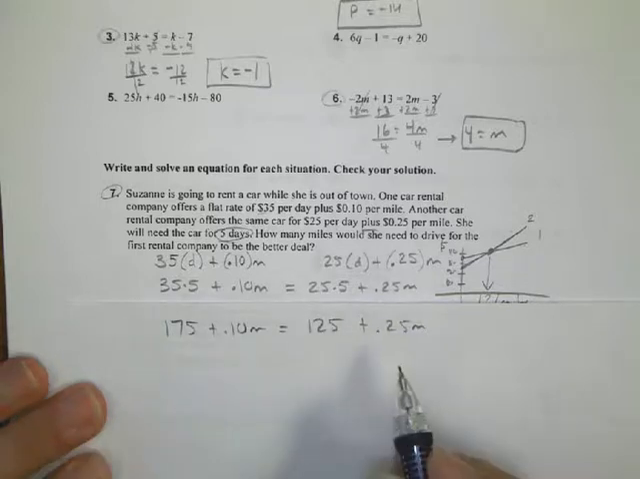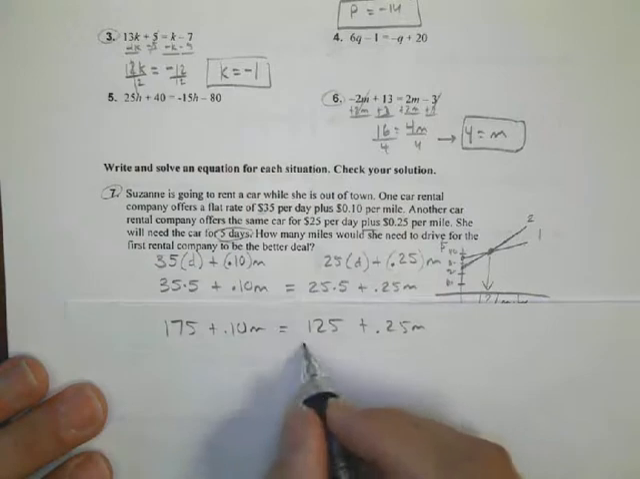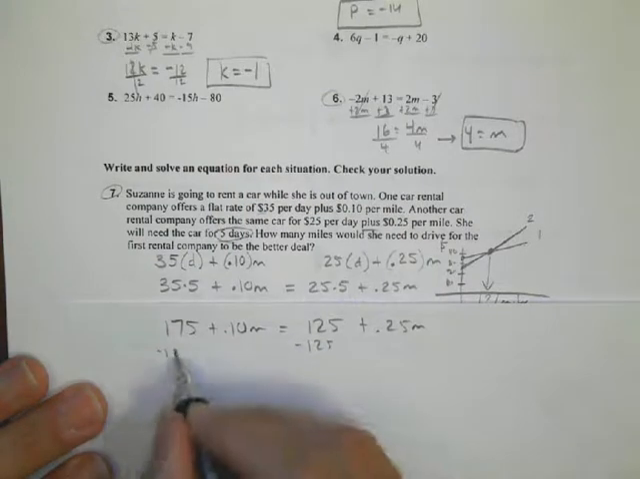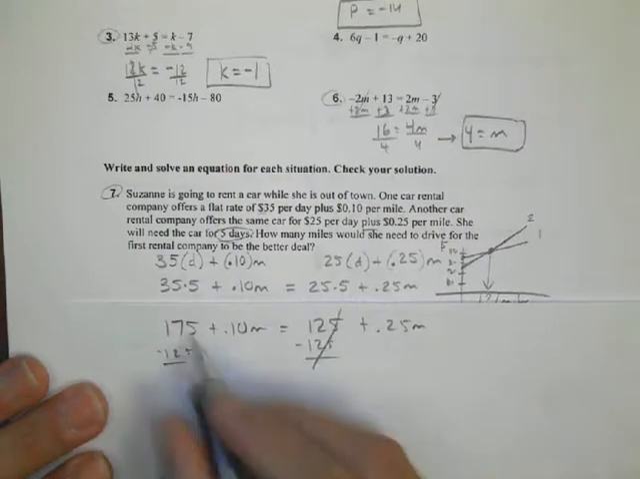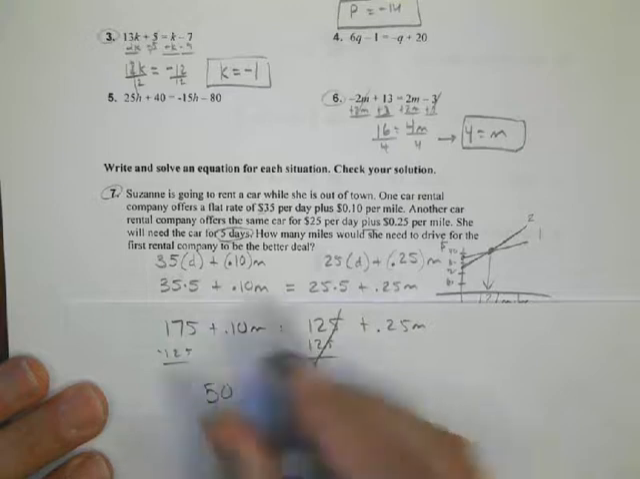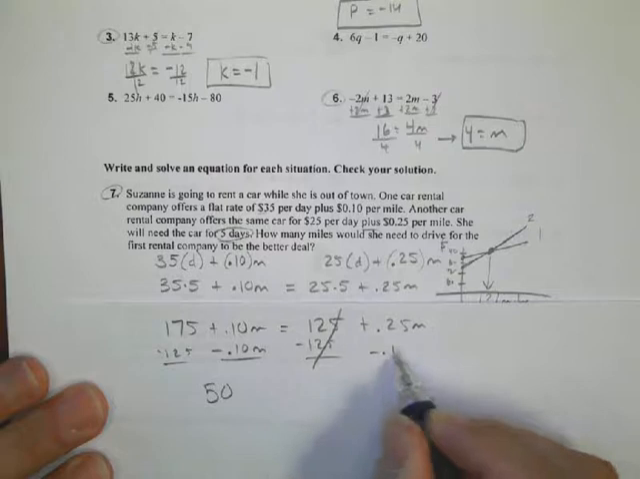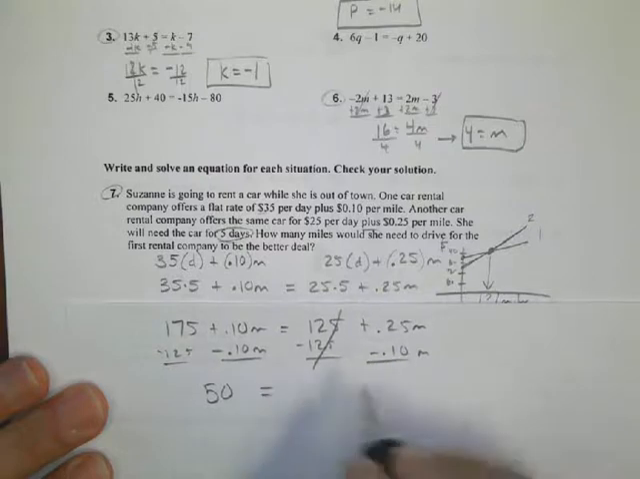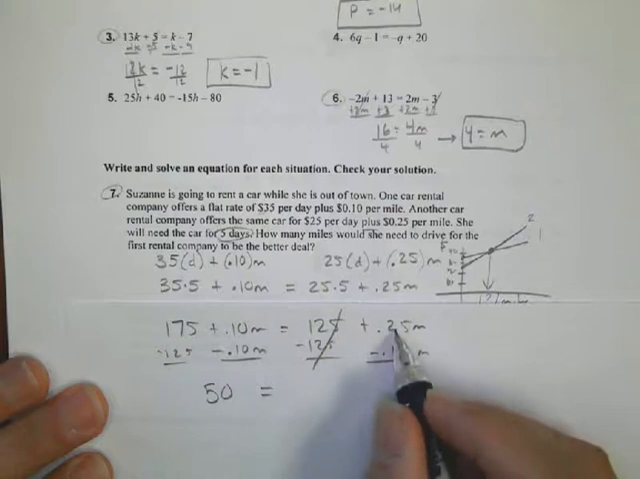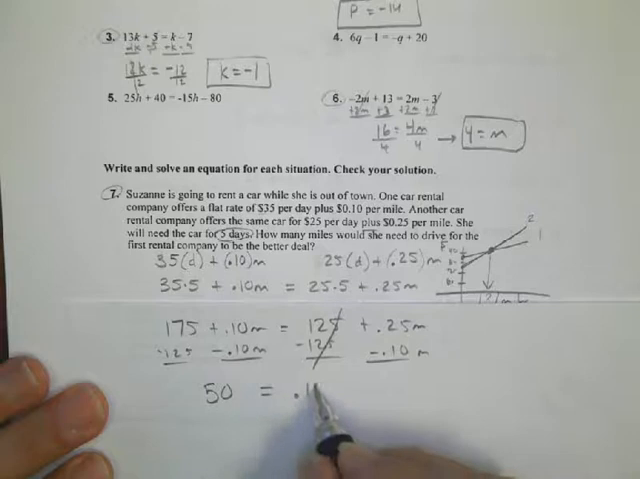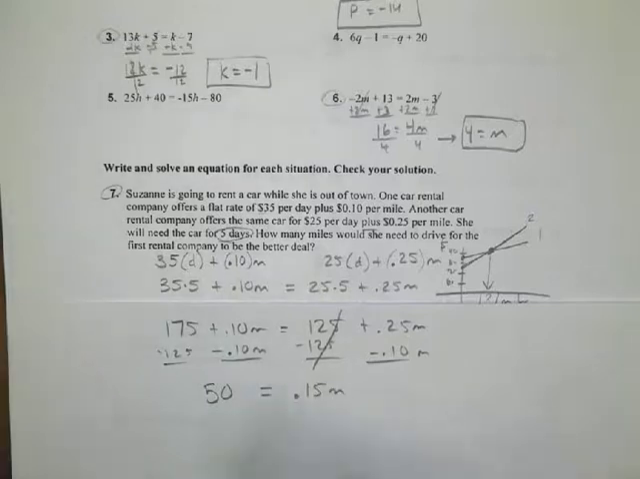And now I'm looking at the types of equations that I was doing up before. So I'll subtract 125 from this side and that side. That goes away, so I have 50 on this side. I'll subtract the 0.10m over here and subtract the 0.10m over here. And that's going to give me 50. We have 0.25 we're subtracting, right? So this is going to be 0.15m.